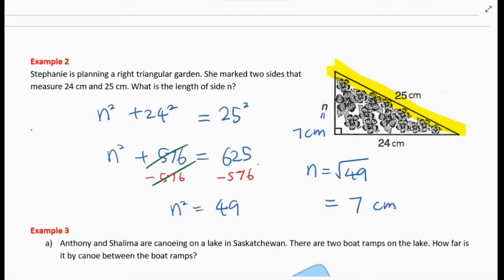Since the diagram already has n here, I didn't really define n, but it is always better to define your variable. So I want you to write down somewhere here, let n be the unknown side length.